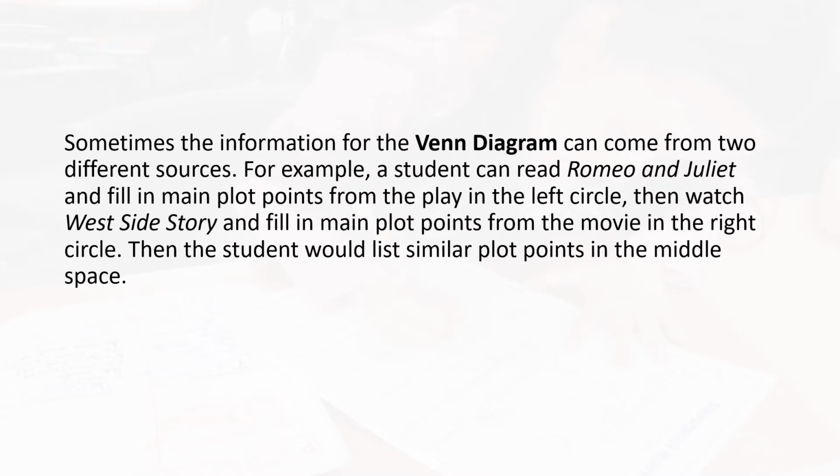Sometimes the information for the Venn diagram can come from 2 different sources. For example, a student can read Romeo and Juliet and fill in main plot points from the play in the left circle, and then watch West Side Story and fill in the main plot points from the movie in the right circle. Then the student would list similar plot points in the middle space.